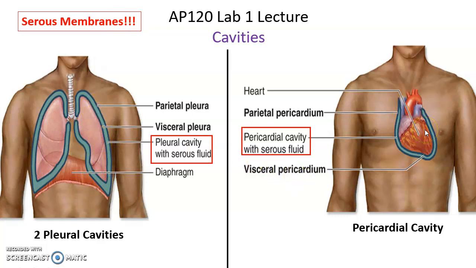Pericardium is the same way. It has the visceral pericardium lying on the heart and the parietal pericardium exposed to the structures surrounding it. Serous membranes are important because they help reduce the friction, the damage that the lungs and heart experience when they're constantly moving for breathing and beating.